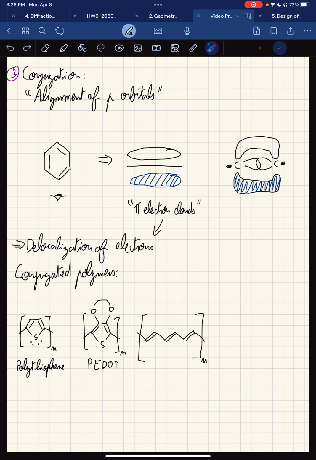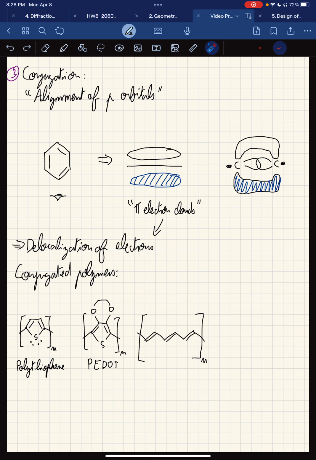And these will allow the delocalization of our electrons, having an electron come from here, for example, all the way to here. Examples also will be for conjugated polymers. Let's say we have an electron here. Well, it might be able to travel all the way here. Why is this interesting? Well, this allows for electrical conductivity.